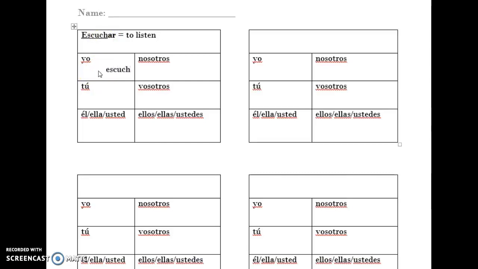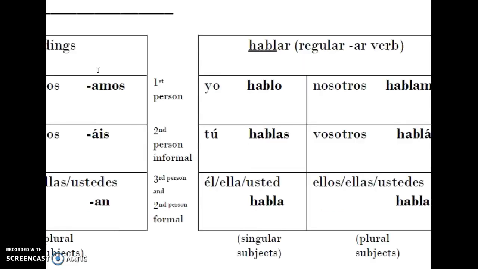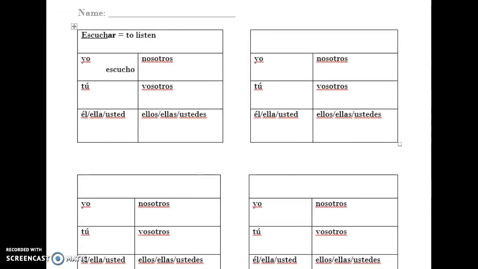And then we remember from our other chart, if I switch back over here, that the yo ending will be o. So the conjugation for yo will be escucho. For tú, we're going to start with that first part again, E-S-C-U-C-H, and then the ending will be as.